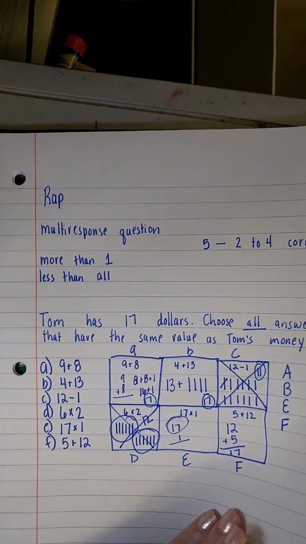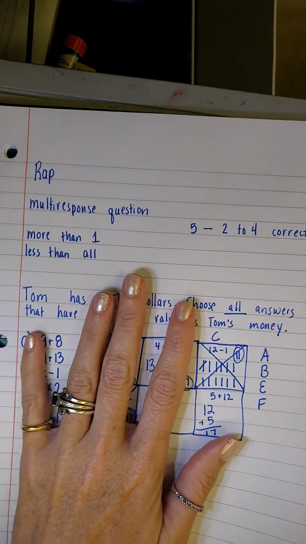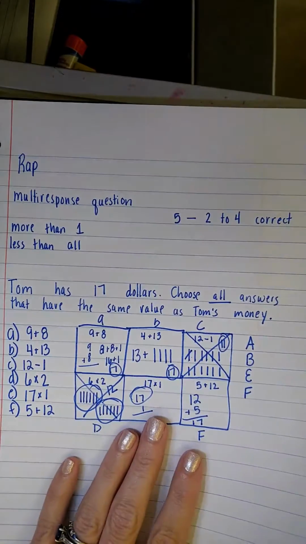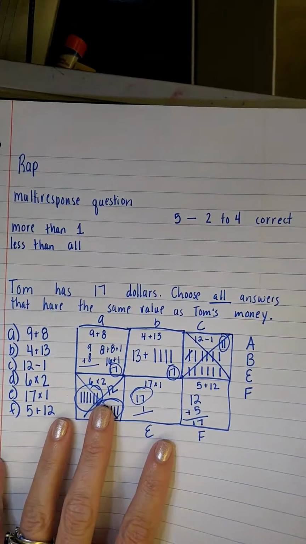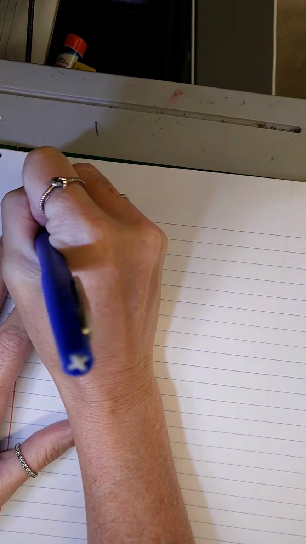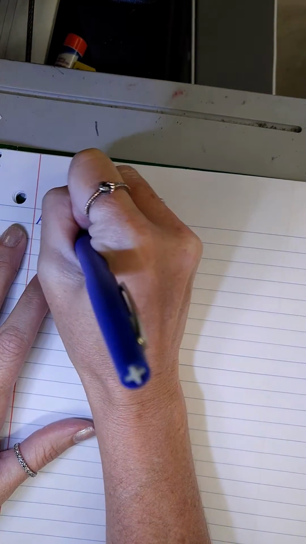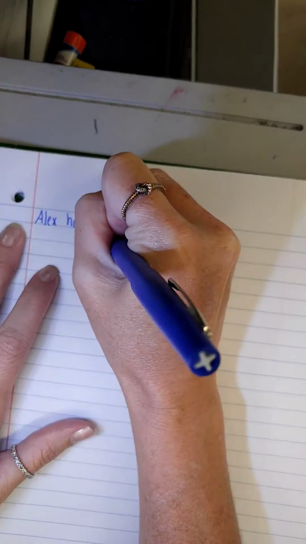It is homework for the weekend. It is similar to this, with the exception that I'm going to add a little bit harder math. I'm not going to do adding and subtracting. All right, so here is our homework problem. And this should be done in their notebook. Alex has 12 nickels.